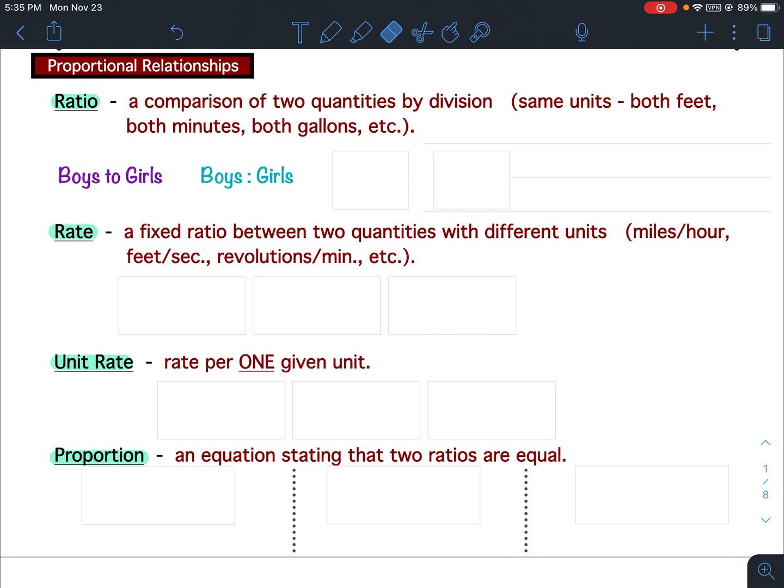But the way that we will do it the most, especially in math, is to write it as a fraction to show division. Since I'm doing the comparison of boys to girls, boys is mentioned first, so it goes in the numerator. Girls is mentioned second, so that goes in the denominator. All right, so let's find some examples of ratios. Remember, it has to be the same units. Now, yes, boys and girls are not the same, but they're both human. They're both people. So it is, in the end, the same unit.